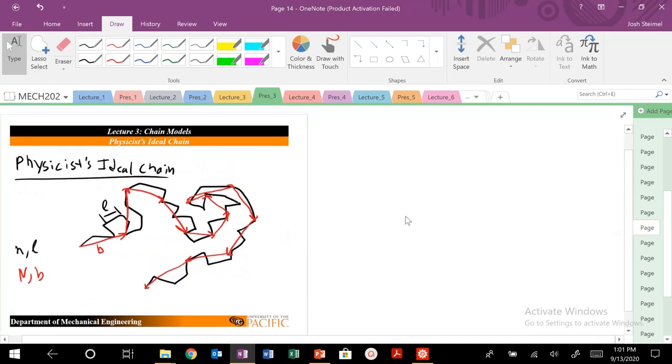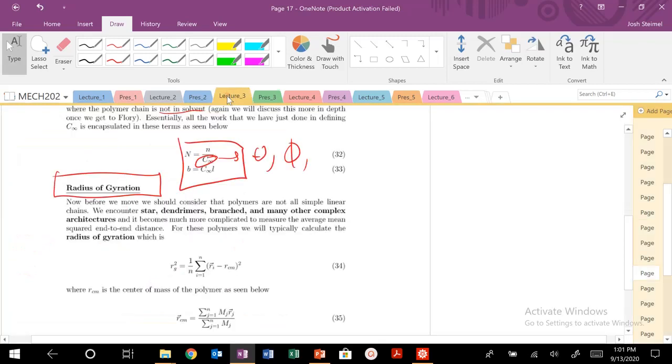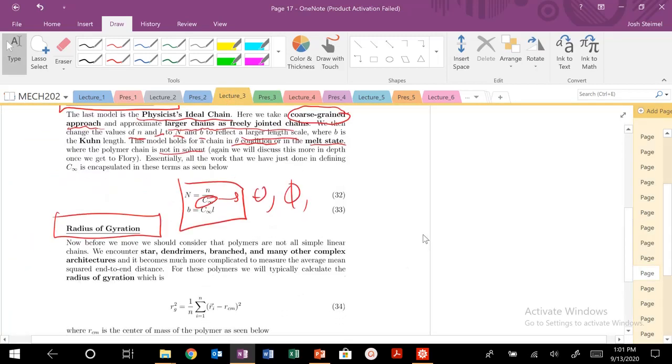So this is effectively what we're doing. We're going from our ideal chain model to this new coarse grain model. You can see that the b length is greater than l, so we're just coarse graining it. The coarse grain model basically treats this almost like a ball and stick model. We're making it larger, and the key thing is it takes into account those bond angles. That's why our monomer unit increases, and as you can see, the length of our chain is a little bit different as well. That's the physicist ideal chain model in a nutshell.